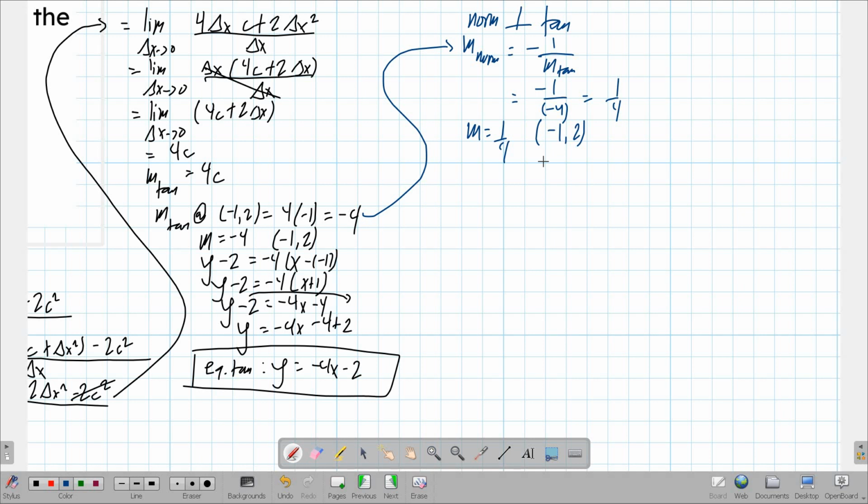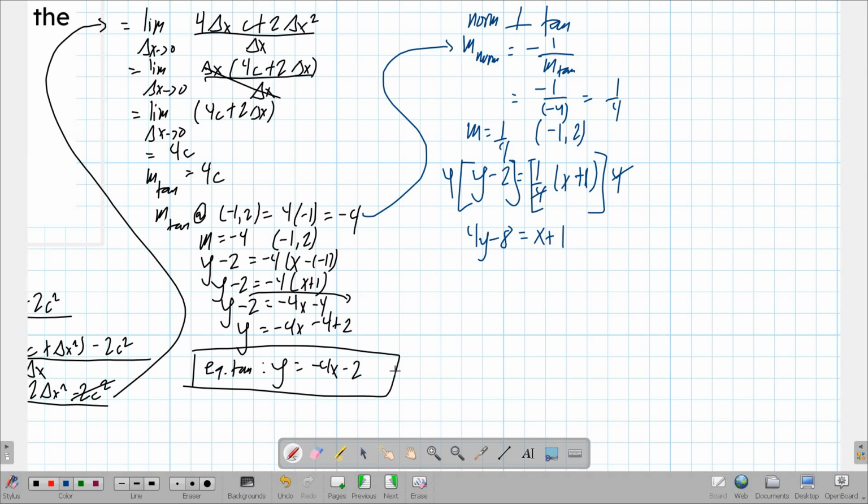So applying the same technique, using the point slope form, we're going to have y minus 2 is equal to 1/4 times x minus negative 1. That becomes x plus 1. Since this is 1/4 multiplied to this, I can multiply both sides of the equation instead by 4 to make our life easier. Therefore, this becomes 4y minus 8 is equal to x plus 1.